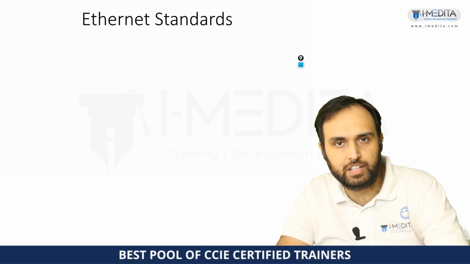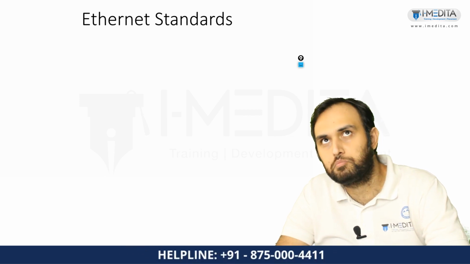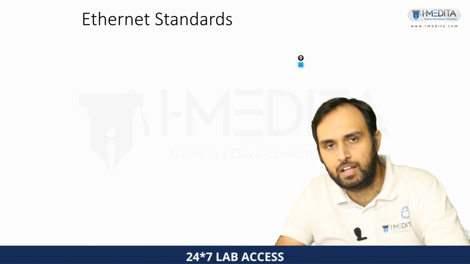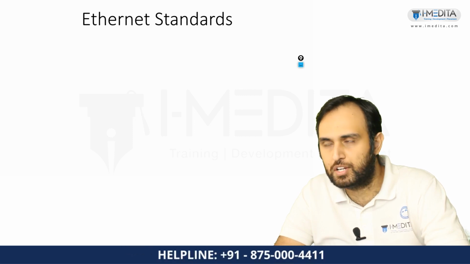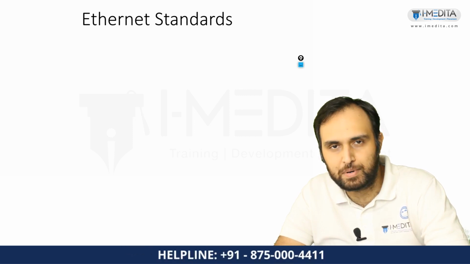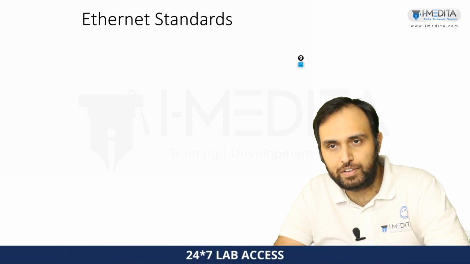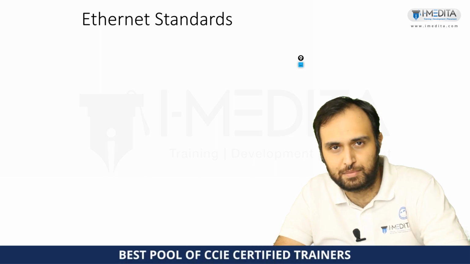So what are the different Ethernet standards we have? If you look at Ethernet, it's been around for more than 30 years now, and it has developed fairly well over the period. If you consider the early Ethernet standards, they had a speed of maybe around 2 to 3 Mbps, and the latest ones are gaining, I think, a speed of 400 Gbps or something like that.